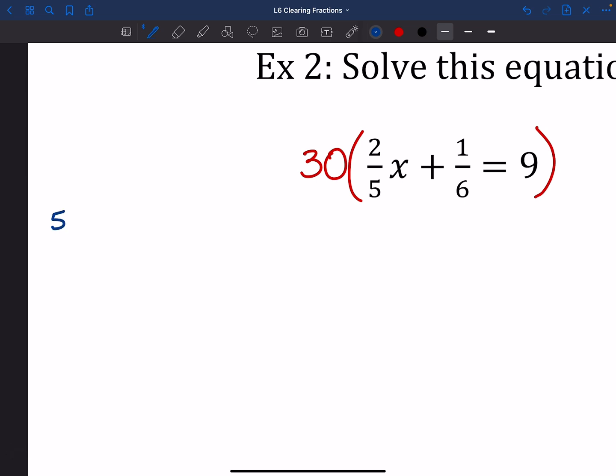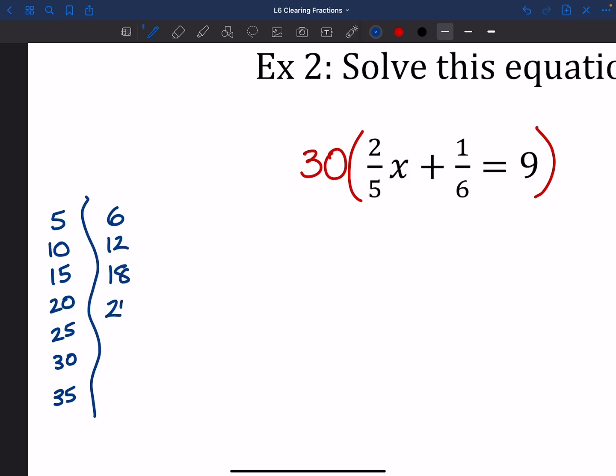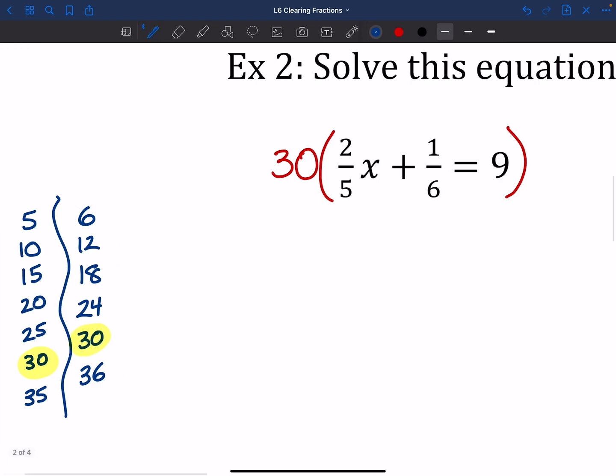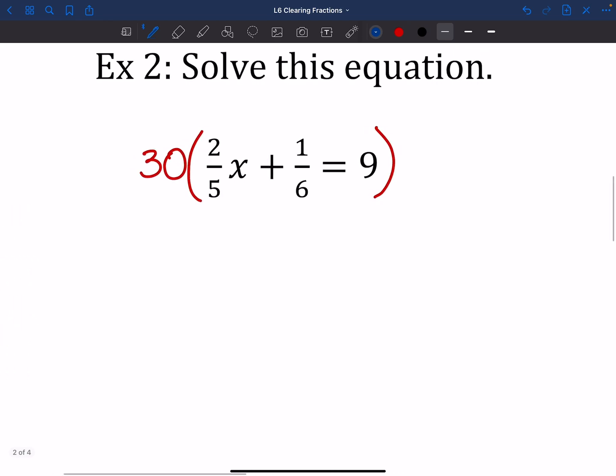If I have a 5, I'm going to list out multiples of 5: 5, 10, 15, 20, 25, 30, 35. For 6, we'll have 6, 12, 18, 24, 30, 36. And we're still going to find that 30 is the smallest number they have in common. So 30 does work. What we're going to do here, I'm going to try multiplying these with my other extra special way. I'm going to take this 30 that we're multiplying and divide it by the bottom of this fraction. So 30 divided by 5 is going to give us 6.